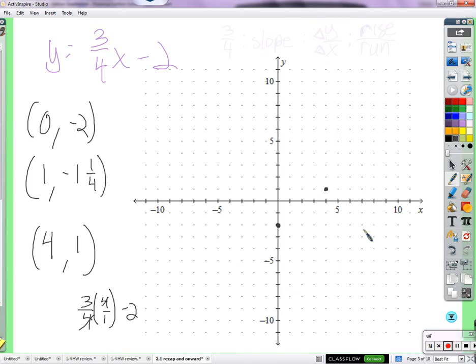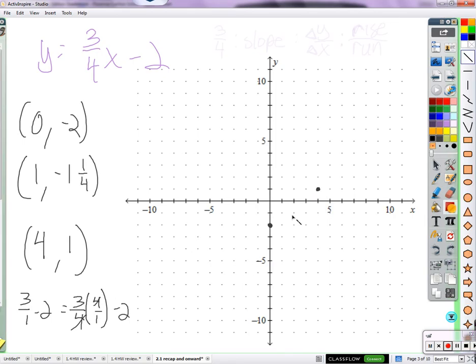But if you got 3 over 1, then minus 2, wouldn't that be 1 over 1? 3 over 1 minus 2. 3 divided by 1 is 3. So 3 minus 2 is 1. Yeah. That's what I was getting at.